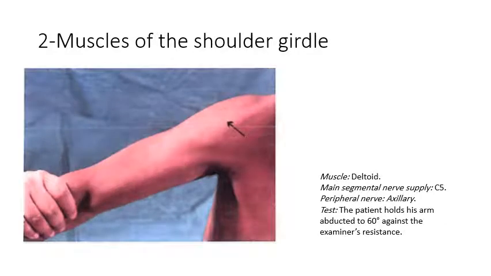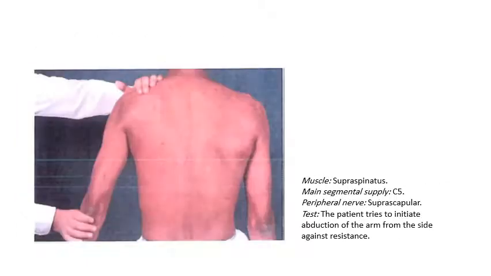This figure shows examination of the deltoid muscle. The patient holds his arm abducted to 60 degrees against the examiner's resistance. The main segmental nerve supply is C5 and the peripheral nerve is the axillary nerve. Supraspinatus muscle is supplied by C5 mainly and peripheral nerve suprascapular nerve. It is tested by asking the patient to try to initiate abduction of the arm from the side of his body against resistance.